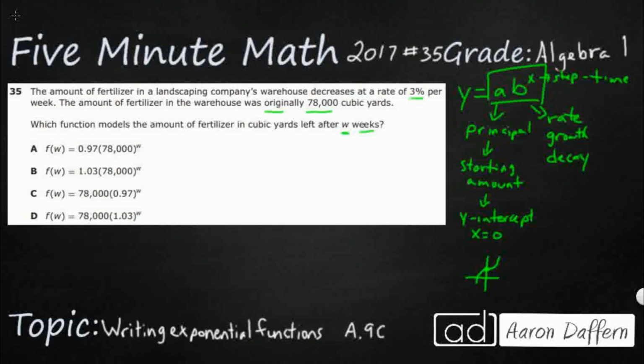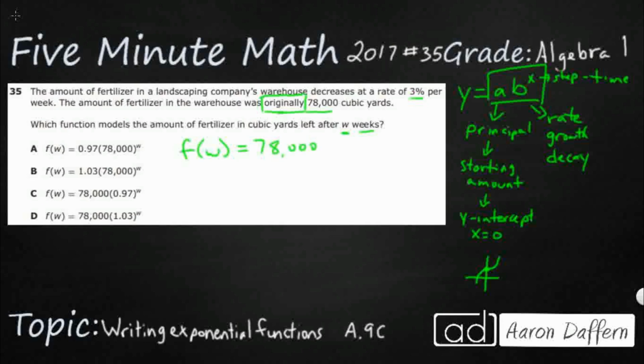So let's see if we can take that information and build the correct representation. We're going to say f of w equals, that's going to represent the y, and a is our principal, our starting amount, our y-intercept. Well, they give it to you right here. They always have to give it to you unless there's a graph. It was originally 78,000. Okay, so that's your starting amount.